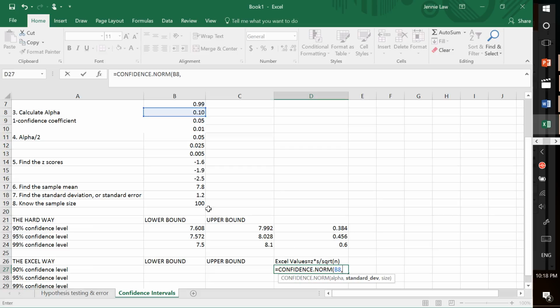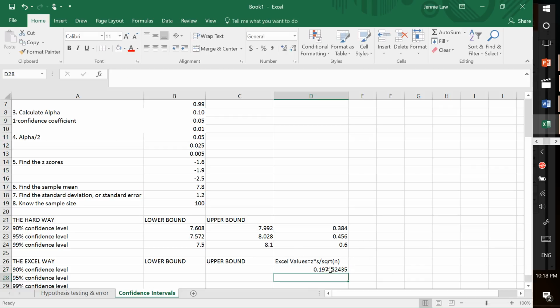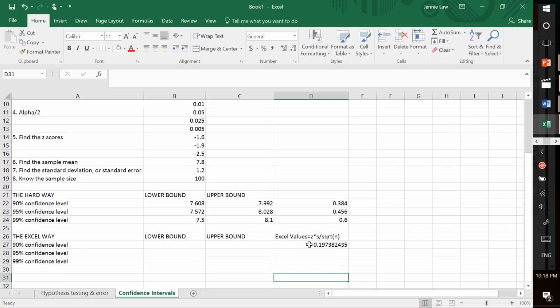You need to enter the standard deviation, which we have right here, and you need to enter the size, which you have right here. So what I'm going to do, because I'm very lazy, is I'm going to lock in B19, and I'm going to lock in B18. So those are not going to change, but the alpha level is going to change as I drag this down. So this is what z times the standard error or standard deviation over the square root of the size is for 90%, for 95%, and for 99%.